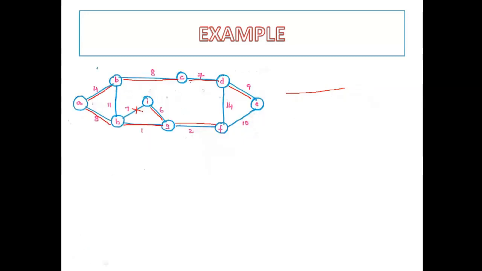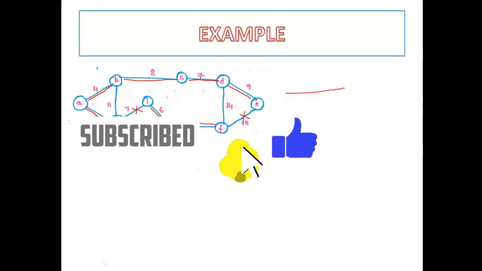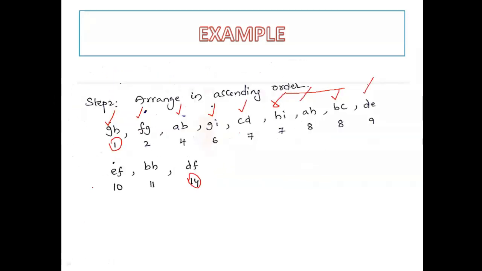So now you can see where is EF. So this is your EF. When I connect this, it forms a cycle. Okay. So I cannot consider this edge.